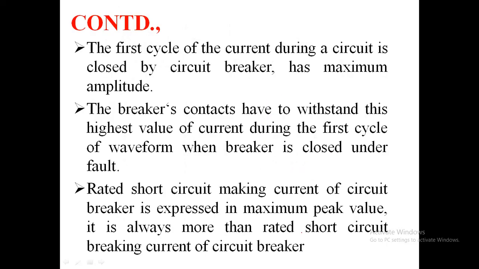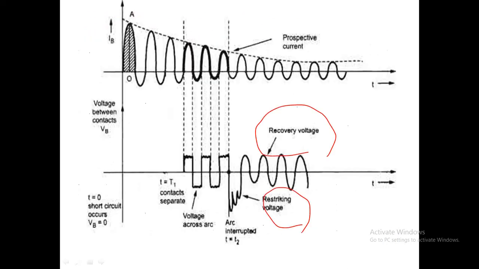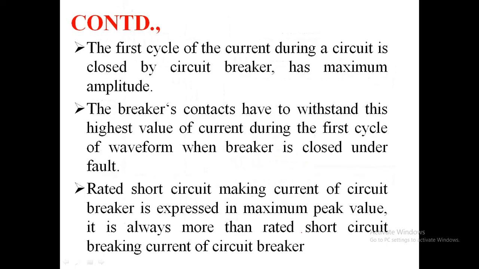So this is your first cycle, right? The first cycle of the current, when the circuit is closed by the circuit breaker, has the maximum amplitude, with a representation of A. The breaker contacts have to withstand this high value of current during the first cycle, that is the amplitude A, when the breaker is closed under the fault. So this is expressed as the rated short circuit making current of the circuit breaker.